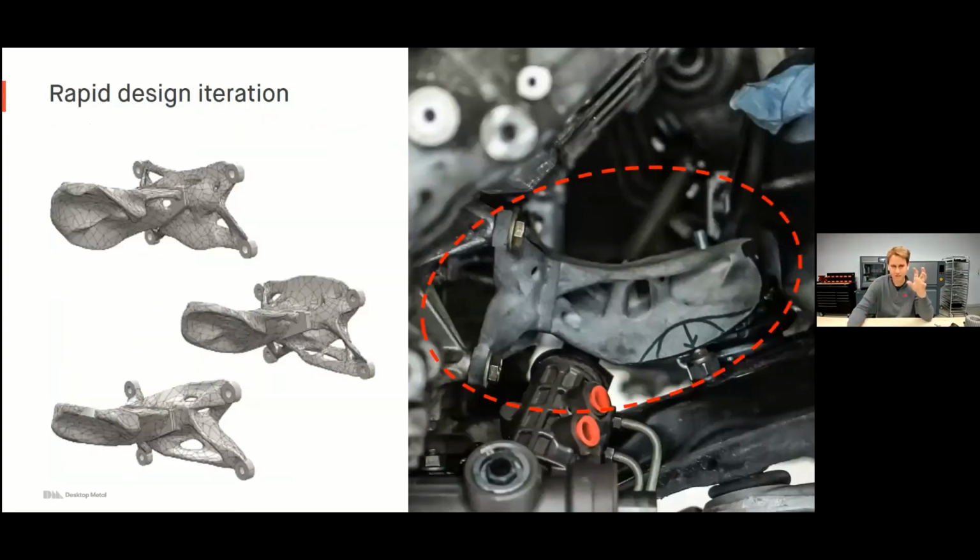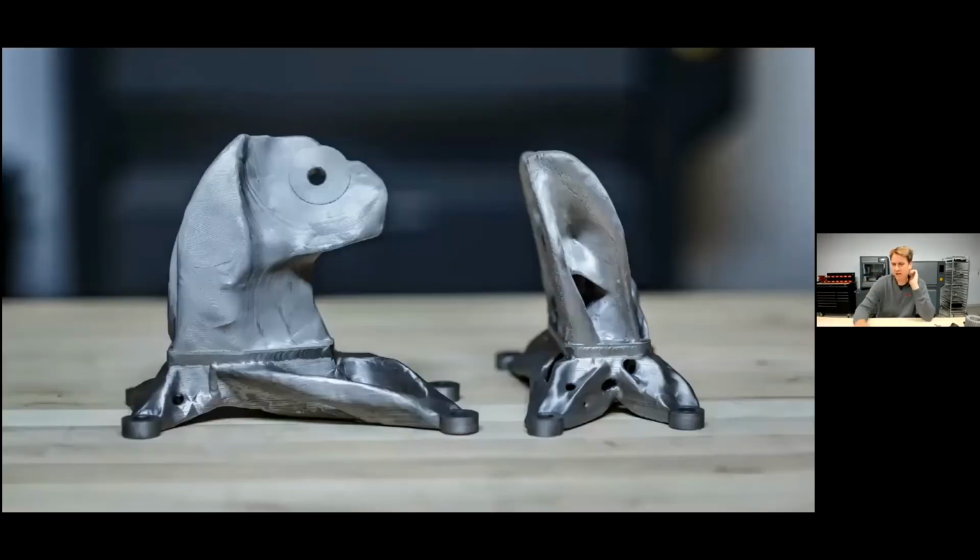You can see a couple of different iterations here. You can see one of them actually in the car with some Sharpie on it saying, oh, we need to make some adjustments to this component. And then you can see the final parts here where we were able to super optimize this component for the car.